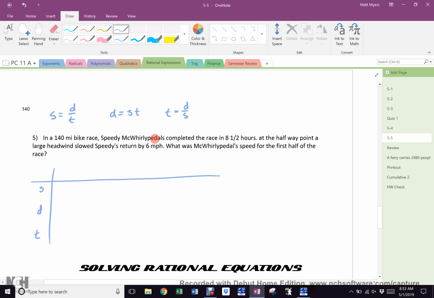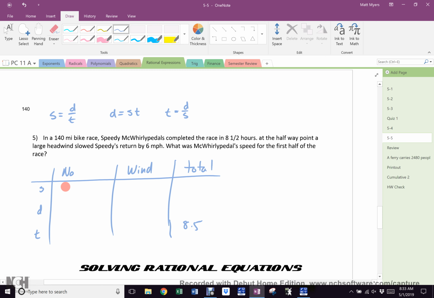140-mile bike race, Speedy McWhirly Pedals completed the race in 8.5 hours. So what do we have there? That's a total, yeah? In time of 8.5. Agreed? At the halfway point, a large headwind slowed Speedy's return by 6 miles per hour. So we have his speed with no wind, and we have the speed with the wind.